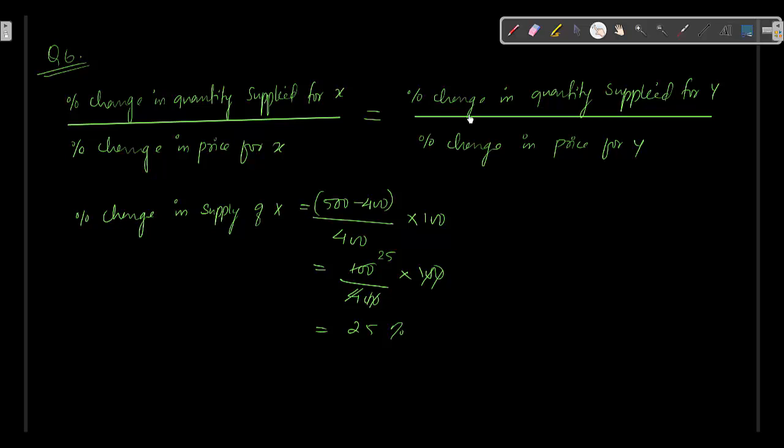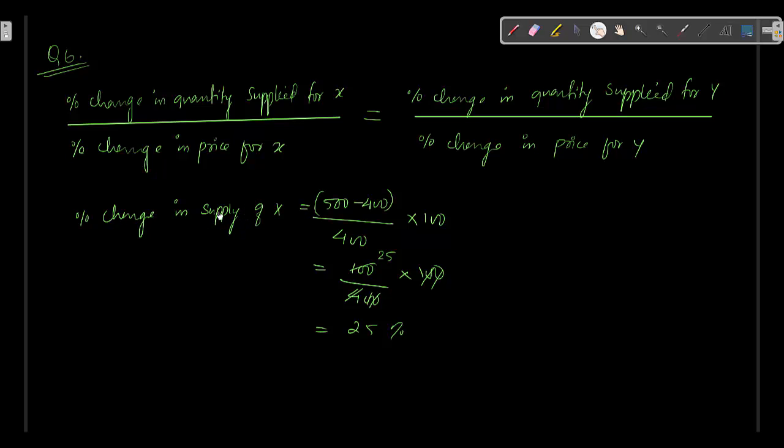So therefore, we can just write it down here that percentage change in quantity supplied for X divided by percentage change in price for X is equal to percentage change in quantity supplied for Y divided by percentage change in price for Y. Now, it also says that percentage change in supply of X, it says that X rises from 400 units to 500 units, right?